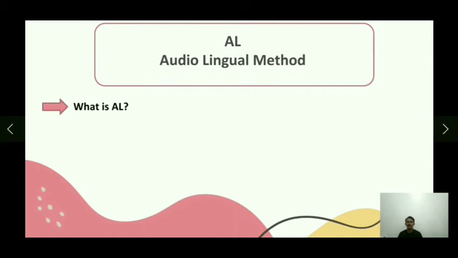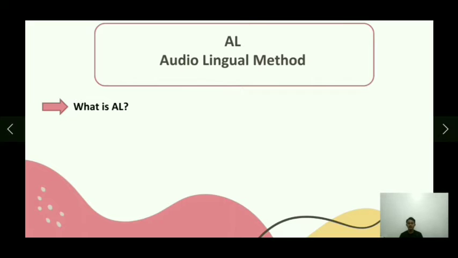The next is the audiolingual method. What is the audiolingual method? This method became very popular in the 1960s and was based on the behaviorist theory of learning. It held that language learning is a kind of behavior similar to other types of human activity.